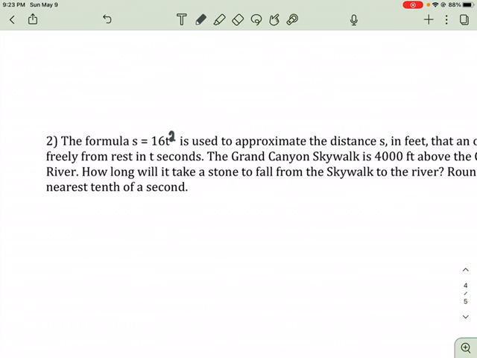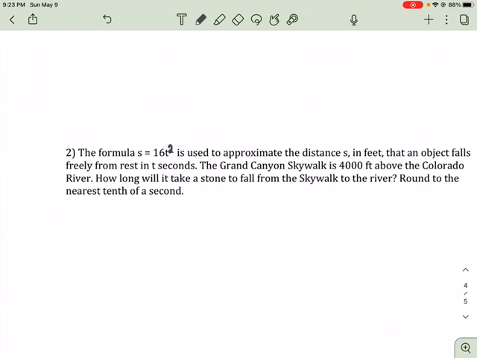Squared. Okay, s equals 16 t squared is used to approximate the distance s in feet that an object falls freely from rest in t seconds. The Grand Canyon Skywalk is 4,000 feet above the Colorado River. How long will it take a stone to fall from the skywalk to the river? Round your answer to the nearest second.